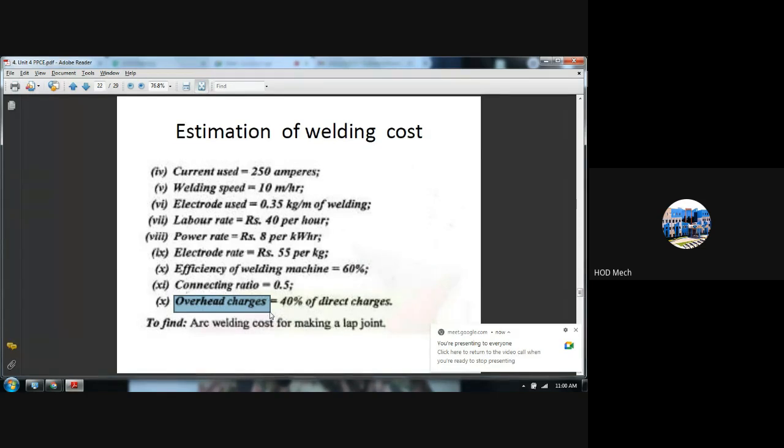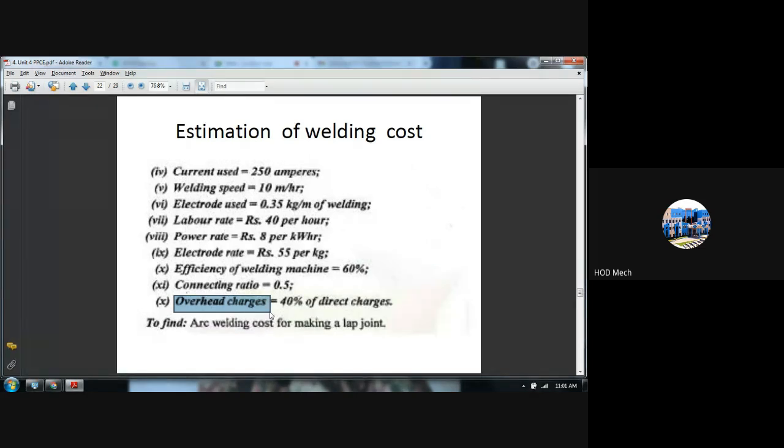But when it is not given, it is up to you. Students can assume the value for efficiency, but that should be within the zone. As I said, that should be between 60 to 70%, or overhead charges between 35 to 45%.